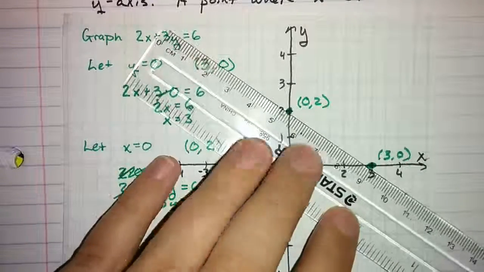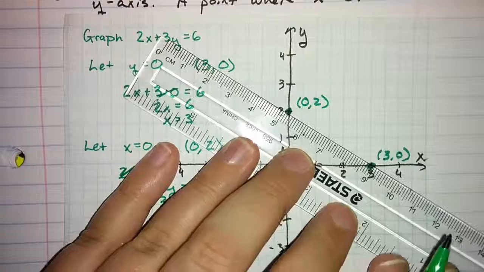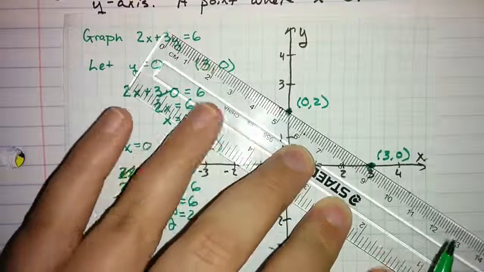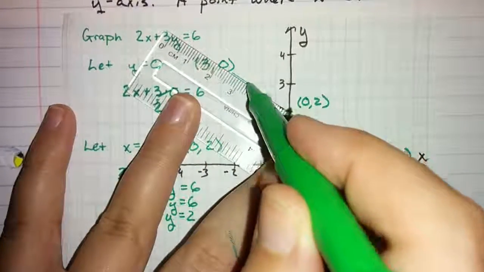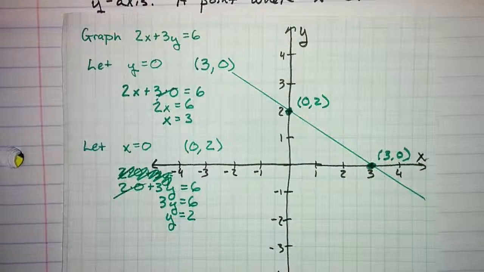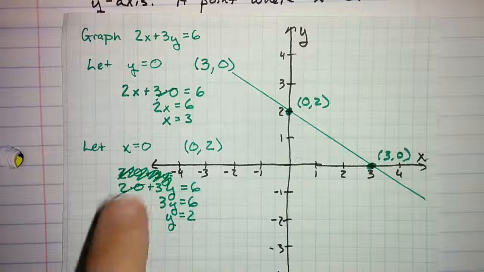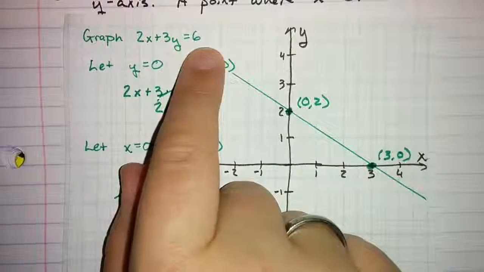So now I just take my ruler, set it down, and I can draw my line. Now, as long as the arithmetic works out nicely, I think that this is the easiest way to graph a line that's given in this form.